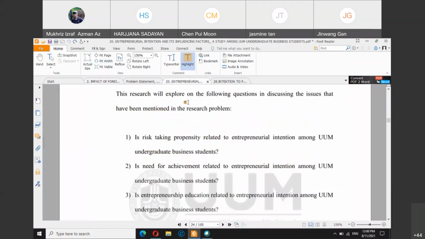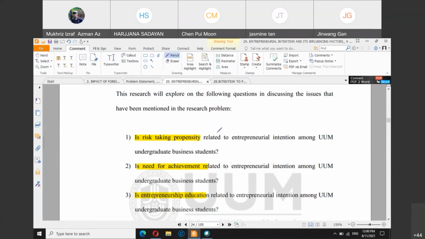Okay, so for this one on entrepreneurial intention, you can see that there is risk-taking propensity, need for achievement, and entrepreneurship education. So these are the three objectives, three variables or three issues that the student wants to investigate. And then the student follows with the keyword: is there any relationship or is it related?